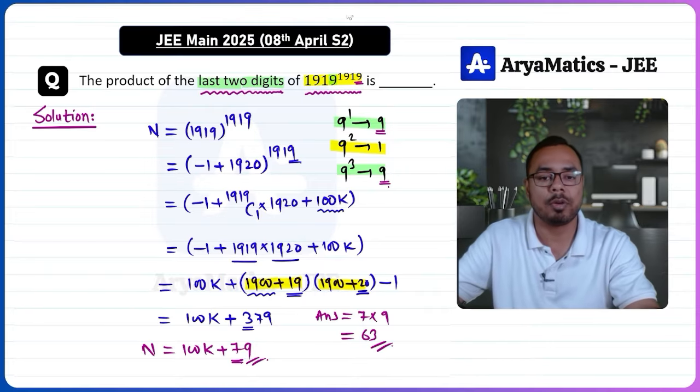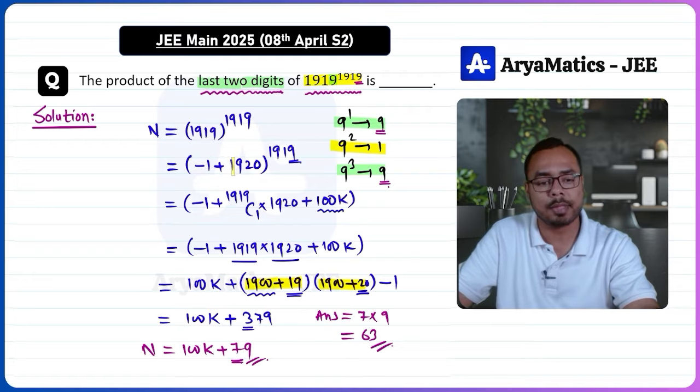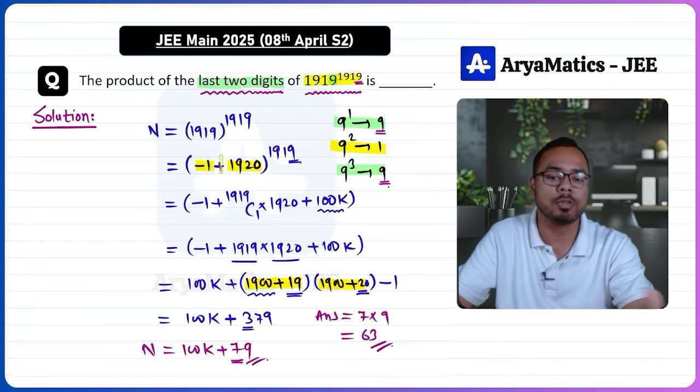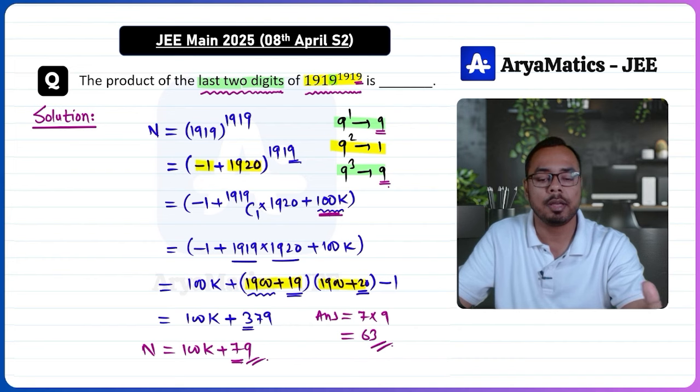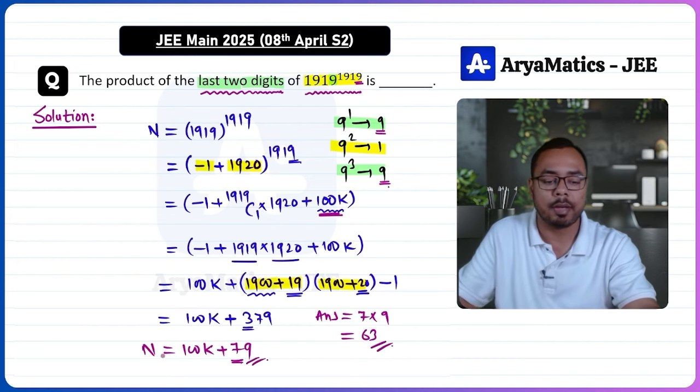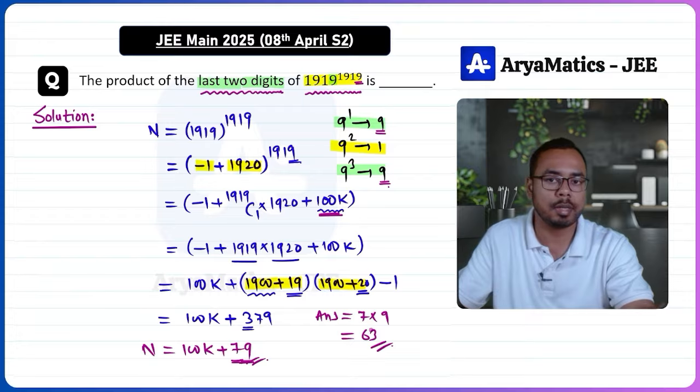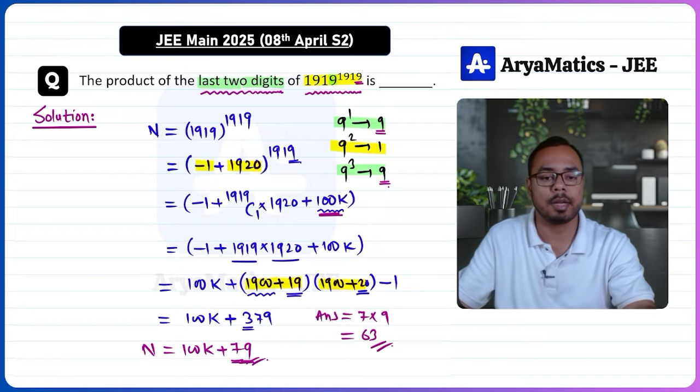So in this type of problem, all we have to do is break this number as minus 1 plus 1920 and then use the binomial theorem. All of these terms are multiples of 100 and therefore they will not contribute to the digit at the unit place or 10th place. Finally, the number was a multiple of 100 plus 79. So at the unit place we have 9, at the 10th place we have 7. The product of the last two digits will be 63, and that is the correct answer for this problem.